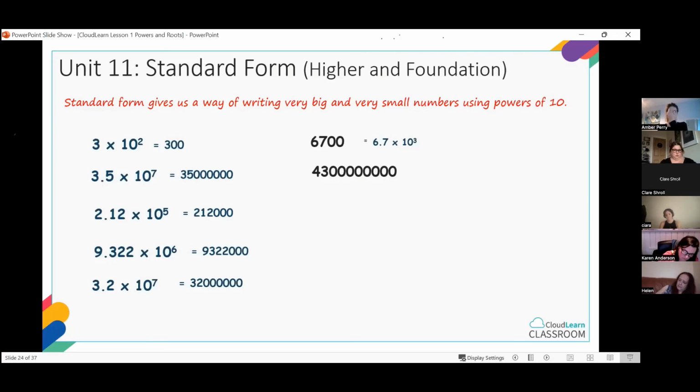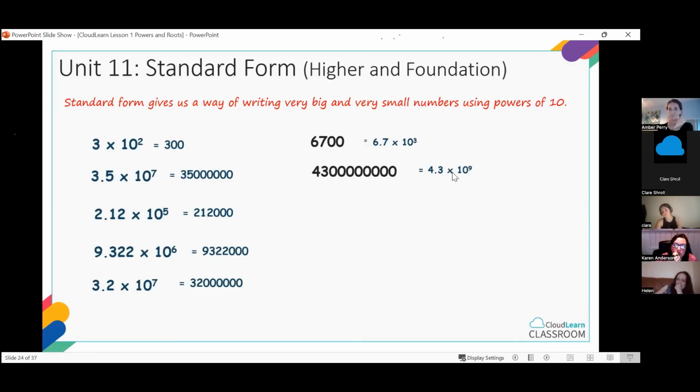It's going to be 4.3 times 10 to the power of. Anyone want to write what that power is going to be? Yay, fantastic. Well done, Kira. Okay, so it's 4.3 times 10 to the power of 9. We have to make sure, because some people could, for example, write 43 times 10 to the power of 7. And that wouldn't be correct.